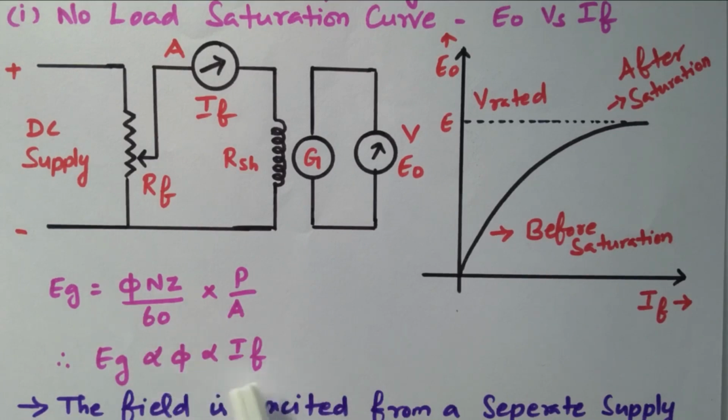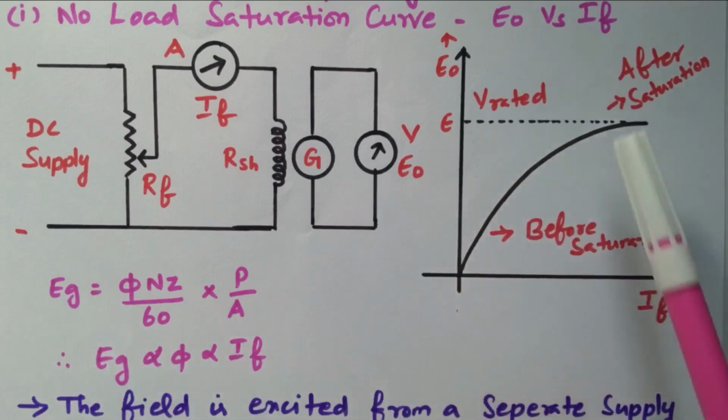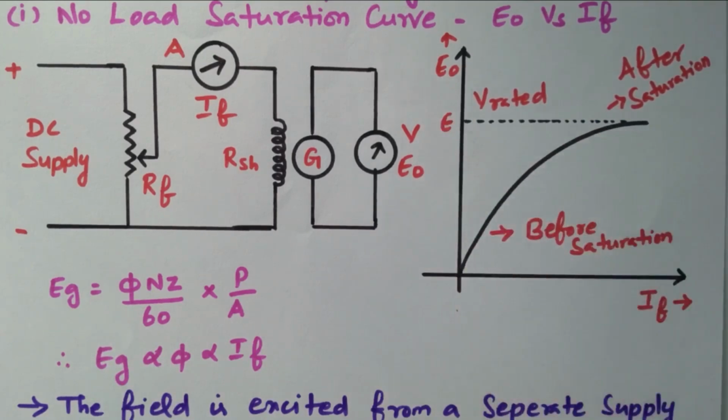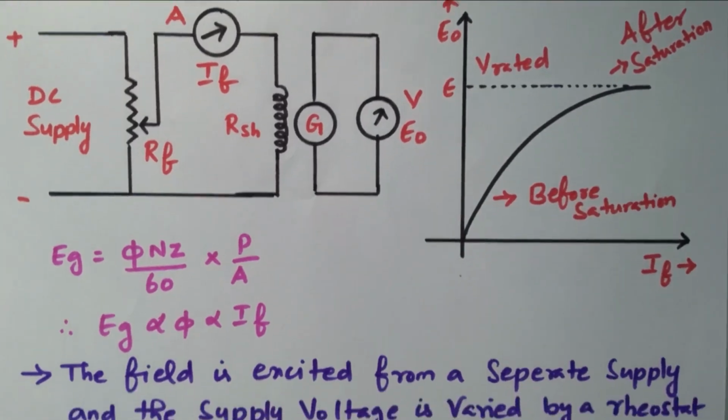So phi and IF, as well as Eg, are all directly proportional. When the IF increases, the phi will increase, so the induced EMF also increases. So from this, when the IF increases, Eg also increases. That's why we are getting the graph like this. When IF increases, the E naught also keeps on increasing. Right. Now we'll see the description one by one.